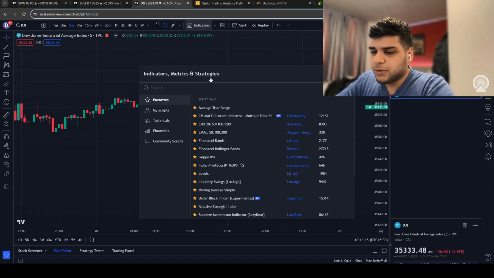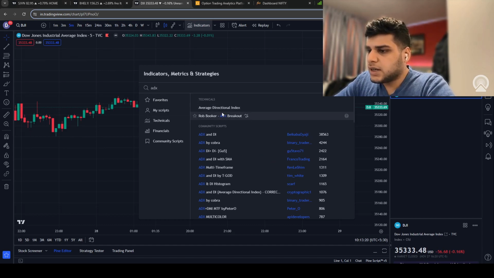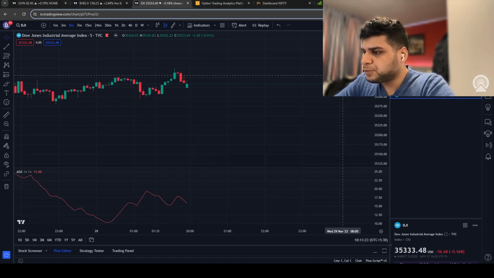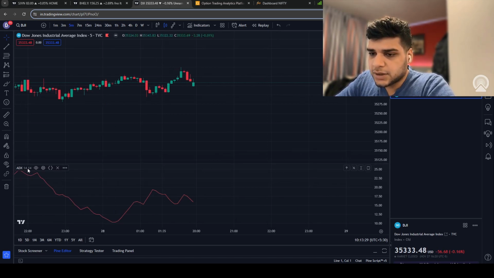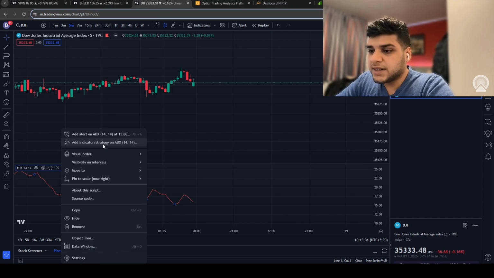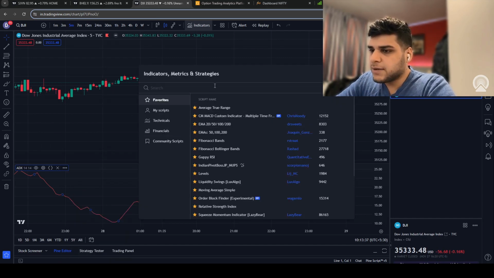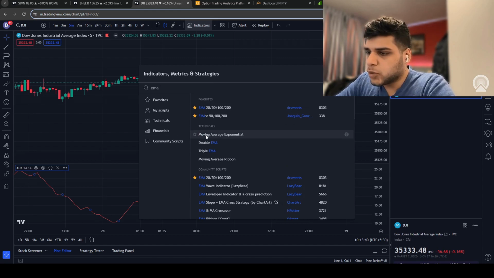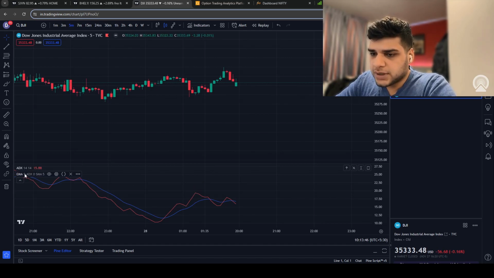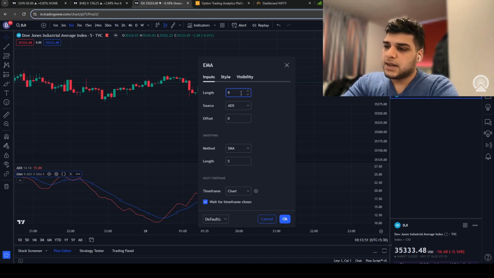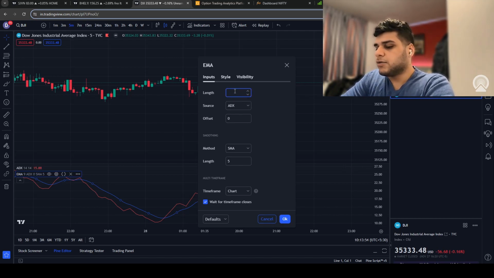First of all, we'll go to the indicators here and add the ADX. Just type in ADX here, average directional index. Now what we're going to do, as explained in the first video as well actually, is go on to the ADX here, click these three dots for more, and add an indicator on top of the ADX. What you're going to add is the EMA, the moving average exponential, this one right here. Now what you'll do is head on to the EMA and change the settings. Change the length there to 70.